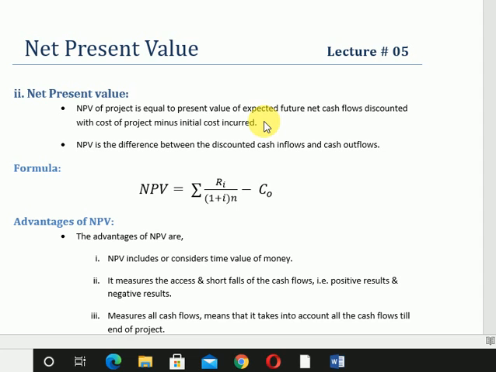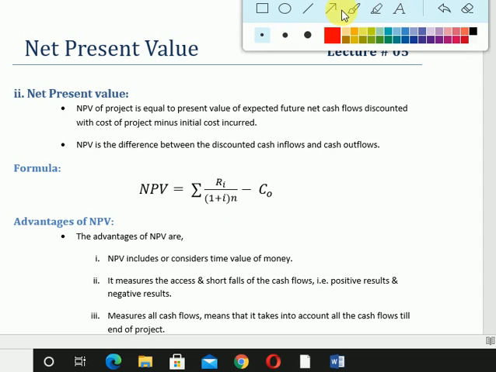Discounted cash flow is denoted by summation of R_i divided by (1 plus i) raised to the power n. If we divide by (1 plus i) raised to the power n, this portion is called what? This is called discounted cash inflow.